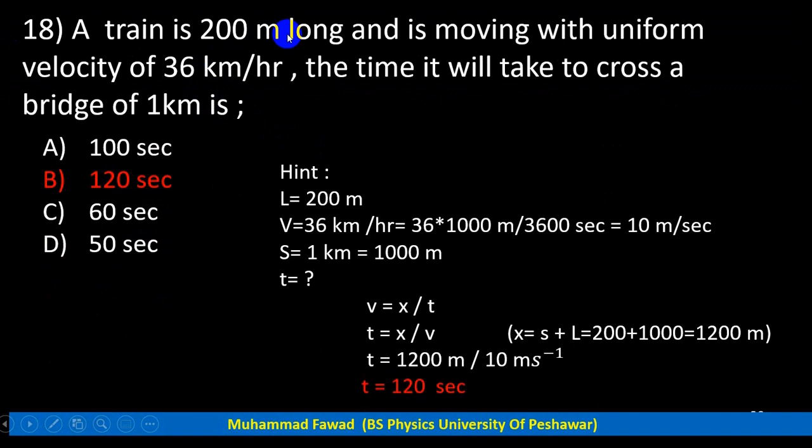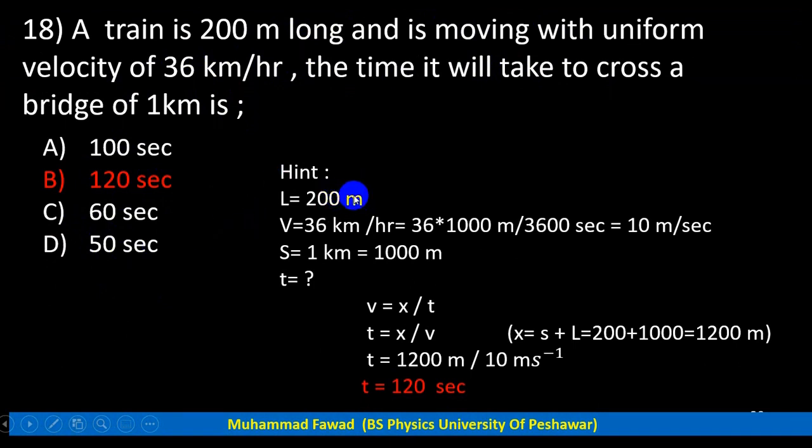A train is 200 meter long and is moving with uniform velocity of 36 km per hour. The time it will take to cross a bridge of 1 km is 100 seconds, 120 seconds, 60 seconds, or 50 seconds.